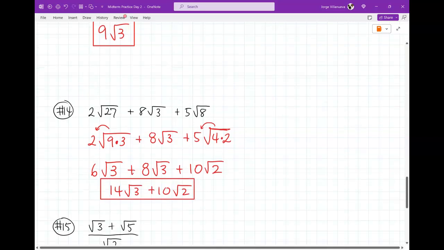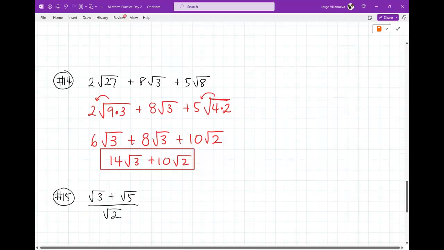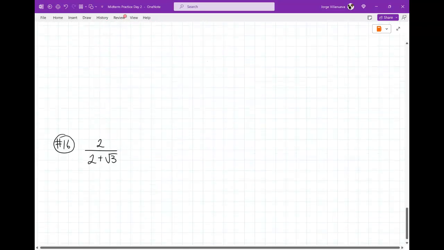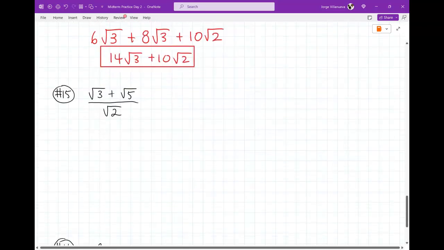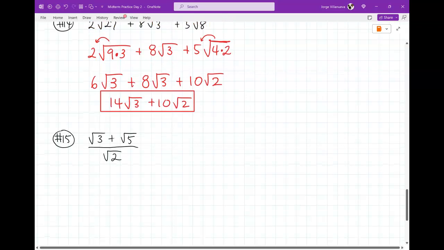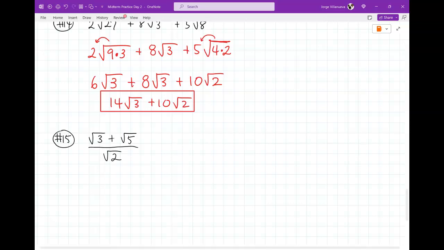I think we got 2 more examples and then we're done. I think. Let me check. 15, 16, yeah. All right. What's the one main thing that catches my eye that should not be there for number 15? The radical on the bottom.